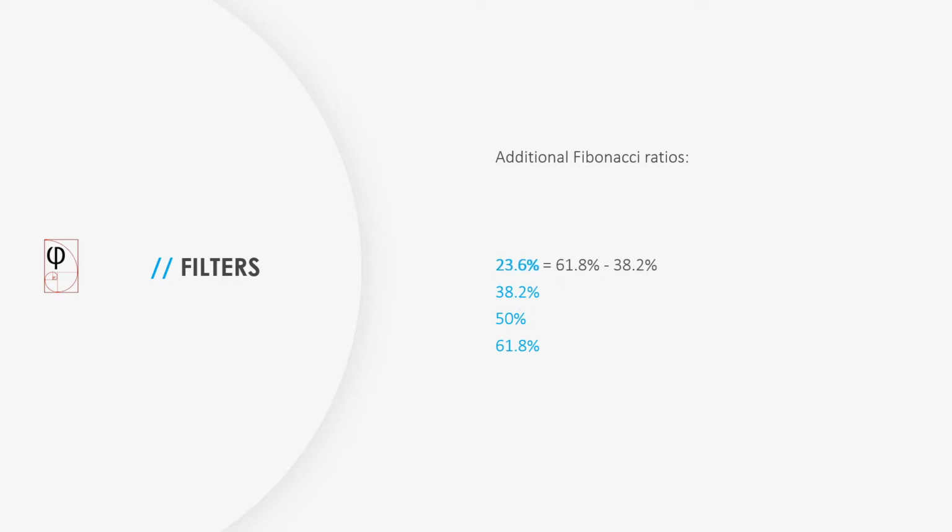23.6%. This value is obtained by subtracting the 38.2 level from 61.8. 14.6%. Value obtained by subtracting 23.6 from 38.2. And lastly 9%, which we get by subtracting 14.6 from 23.6. Both 9 and 14.6% refer to weak levels, but they are very important when it comes to opening transactions in the early stages of correction. But this will be discussed later on.